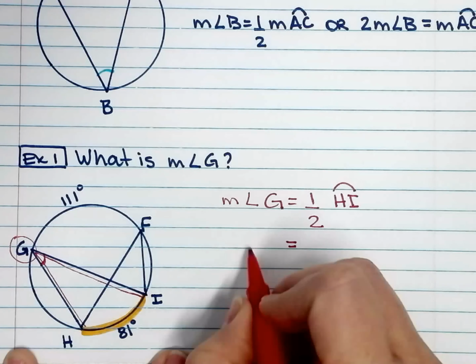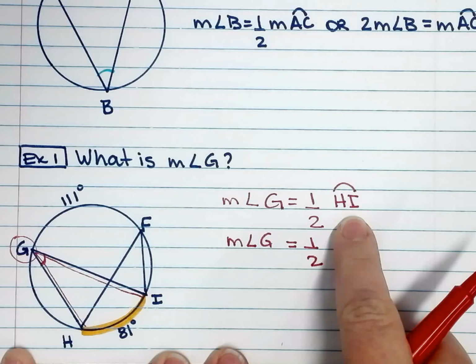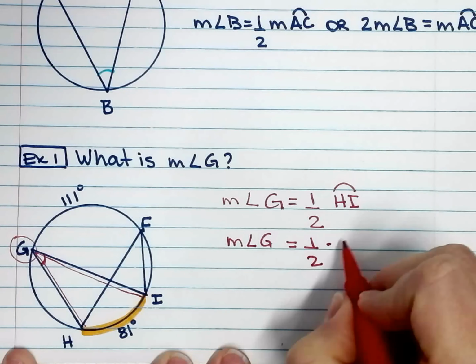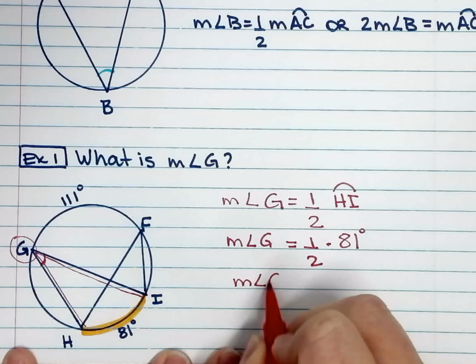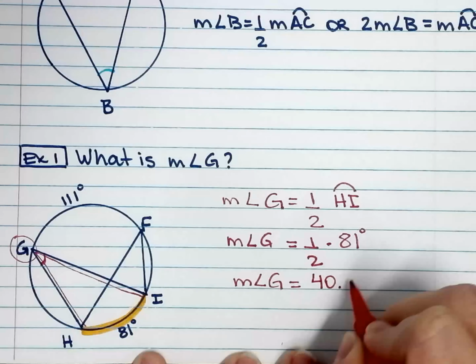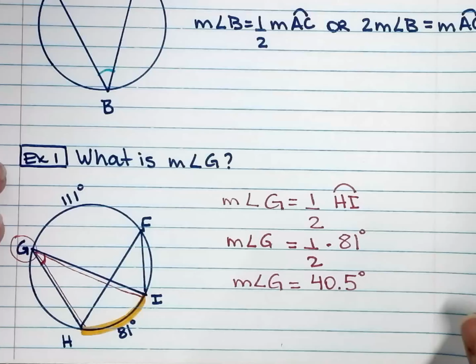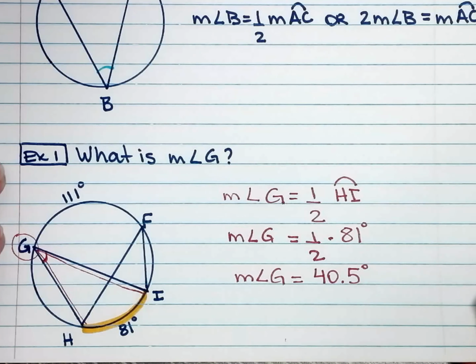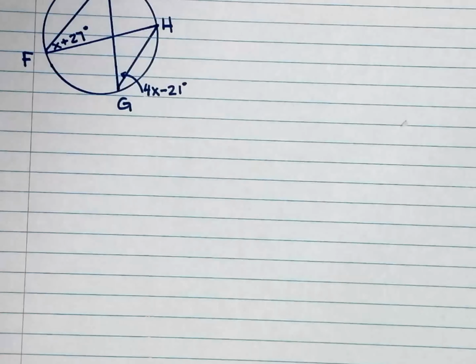I'm looking for the measure of angle G. So 1/2 of arc HI. HI is 81 degrees. So half of 81 is 40.5 degrees. And yes, you will have some 0.5s on there, but if you end up with any other decimals like 0.22, 0.25, just double check your math because that's not right.